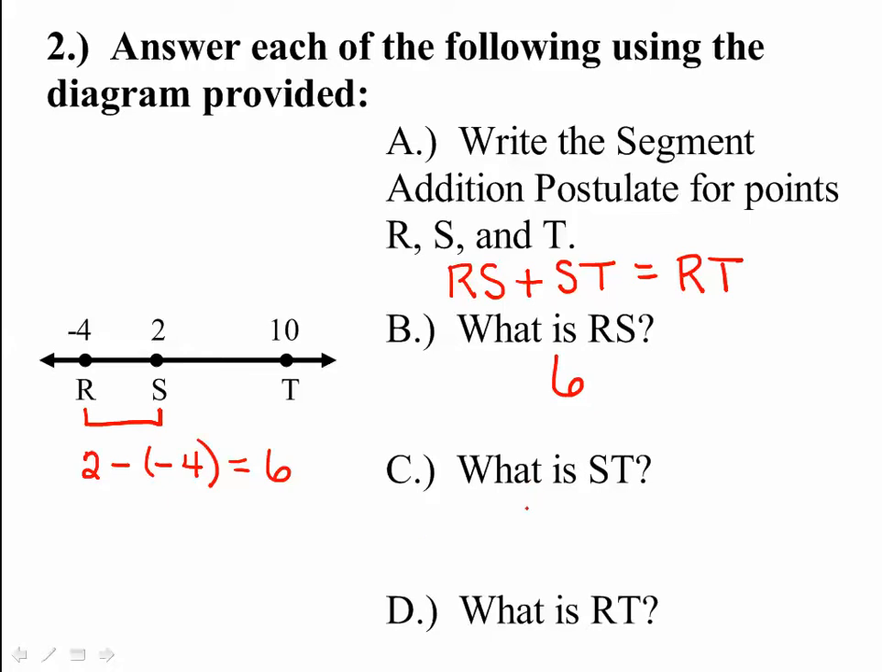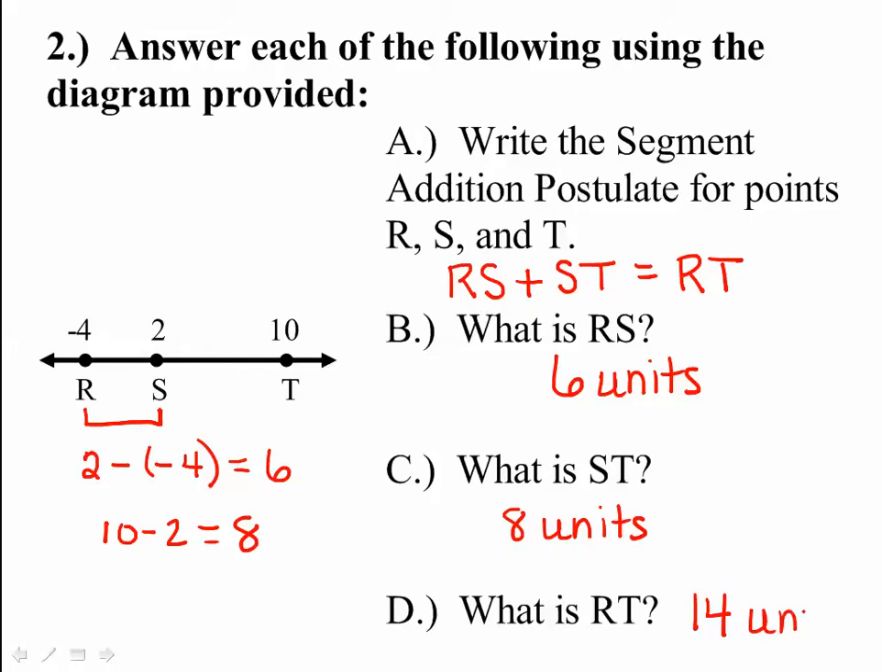From S to T would be 10 take away 2, or it's 8 units from S to T. So the distance from R to T is simply those two segment lengths added together. So 6 plus 8 equals 14. So it is 14 units from R to T.